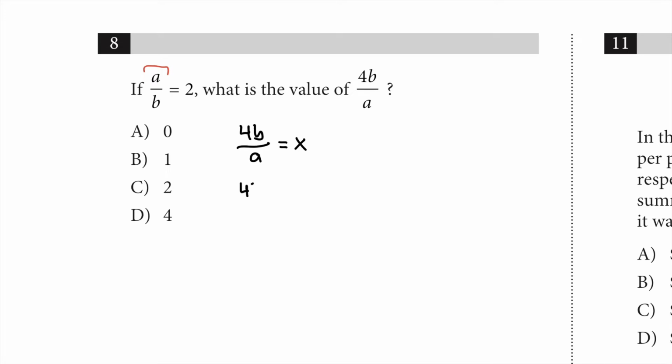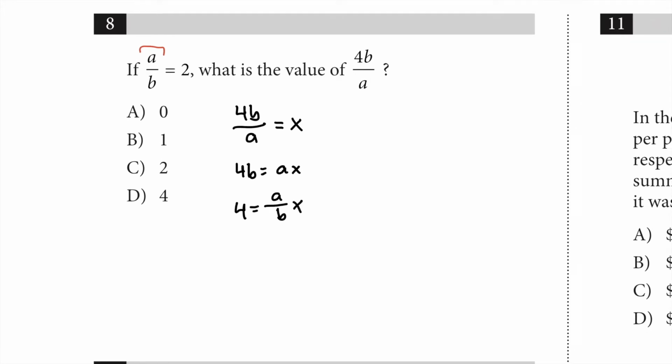So we're going to multiply both sides by A, and we get 4B equals AX. And then we divide both sides by B, and we get 4 equals A divided by B times X. But we know that A divided by B equals 2. So we have 4 equals 2X. Then we divide both sides by 2, we get X equals 2. So our answer is C.